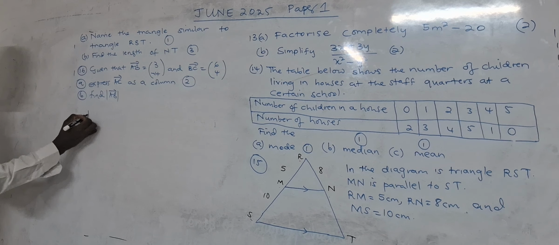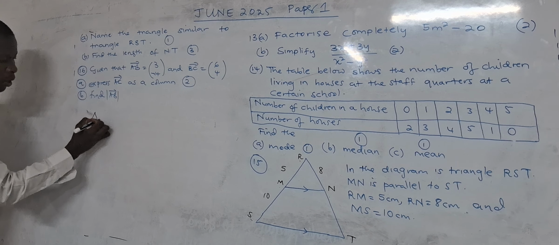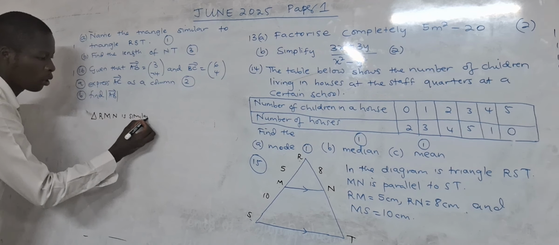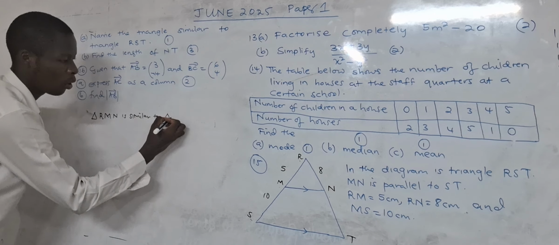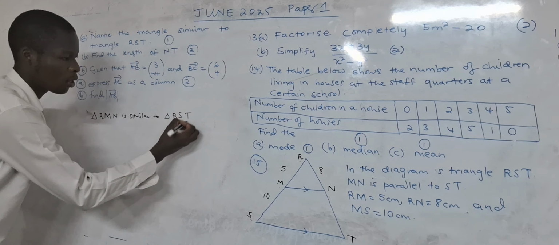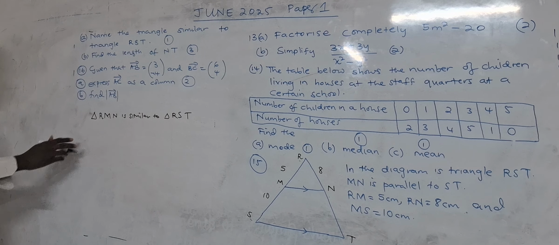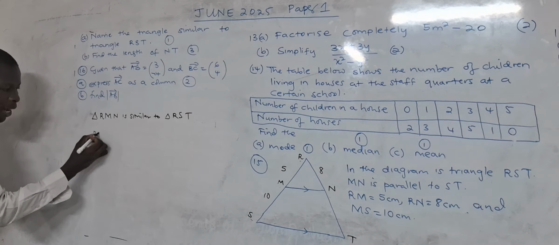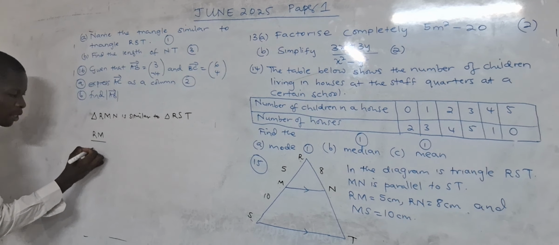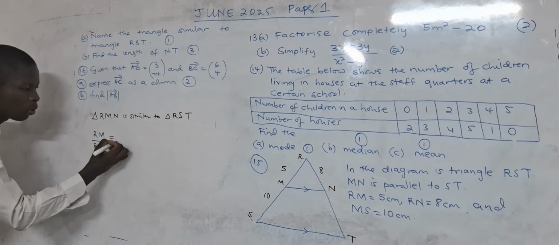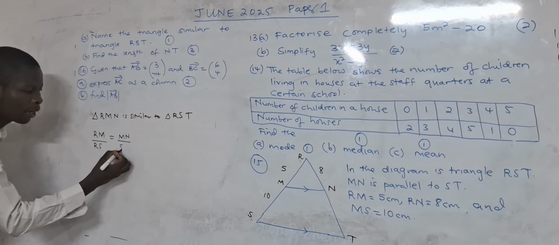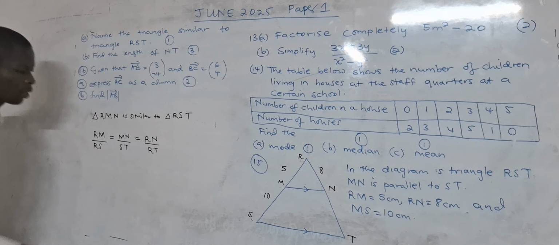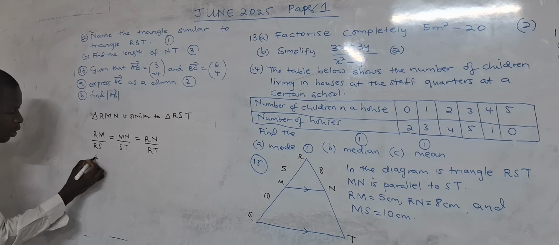I said triangle RMN is similar to triangle RST. So you can find the proportion, the ratio of the lengths. Side RM divided by side RS should be equal to MN divided by ST, which is equal to RN divided by RT. See, RM is given, this is nothing but 5.